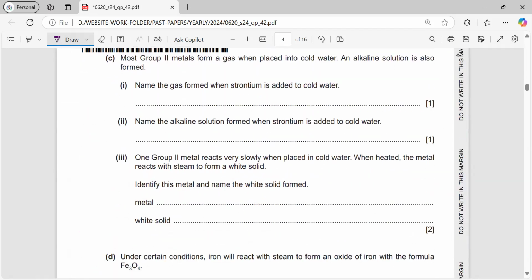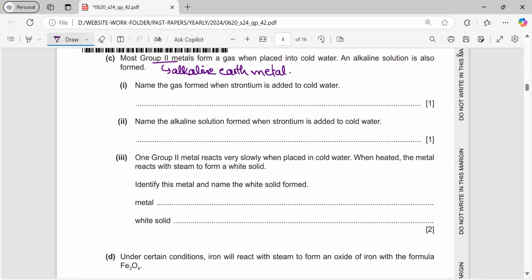Most group 2 metals form a gas when placed in cold water. An alkaline solution is also formed because group 2 metals are called alkaline earth metals. So these metals also form alkaline solutions like group 1. Name the gas formed when strontium is added to cold water.